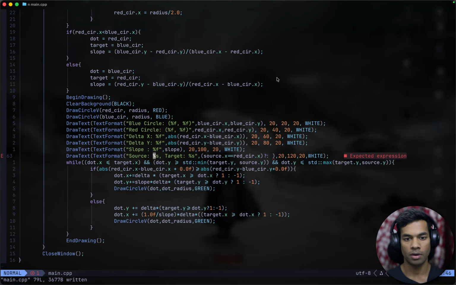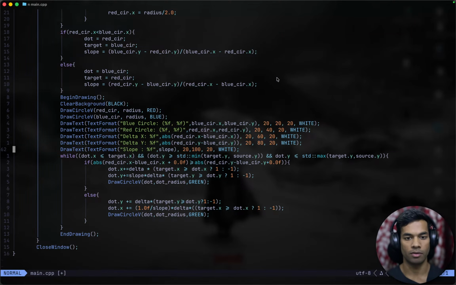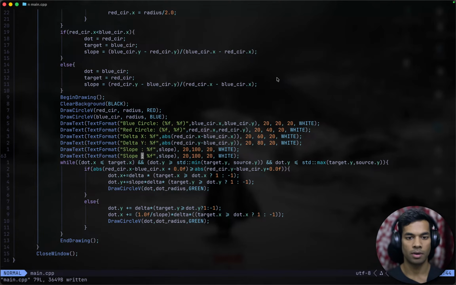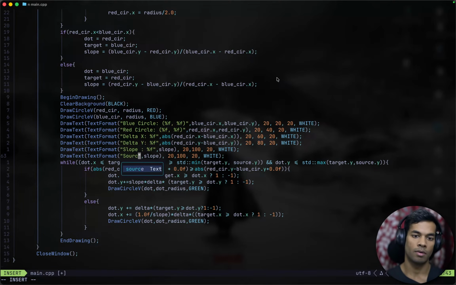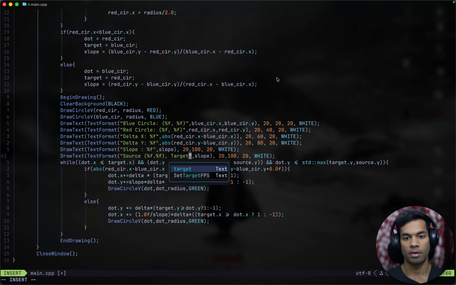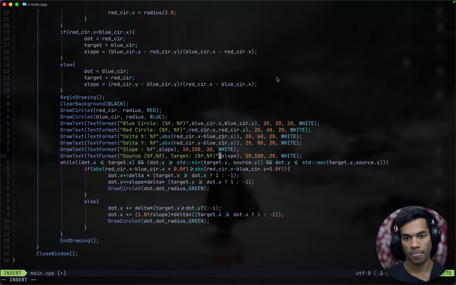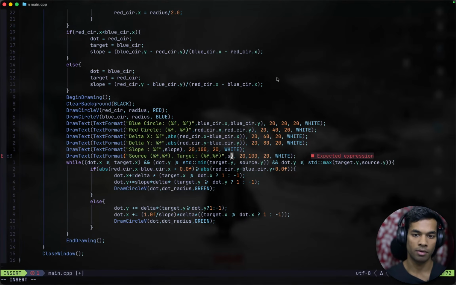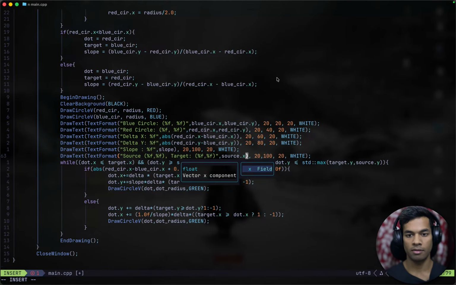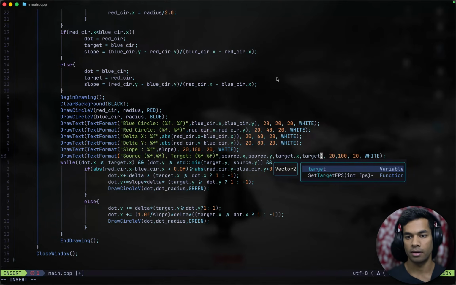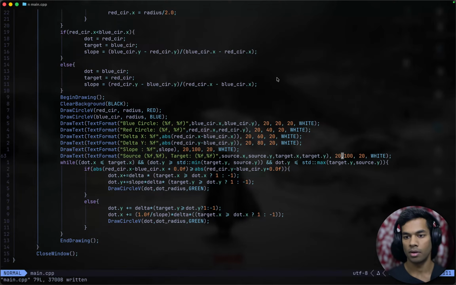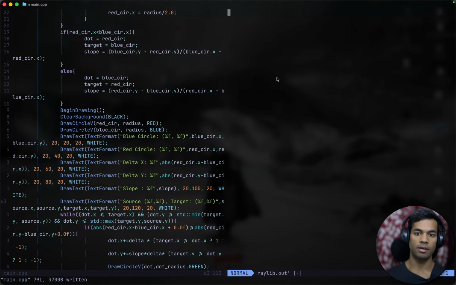Or we can just output the coordinates of these two things. Text format, source, %d, or %f, and target also at %f, %f. Yep. And we don't have slope here. We have source dot x comma source dot y, and target dot x comma target dot y, and start from 120 in the y direction.